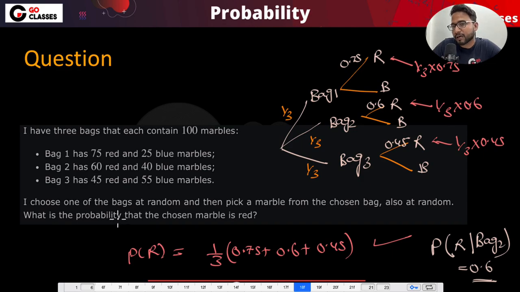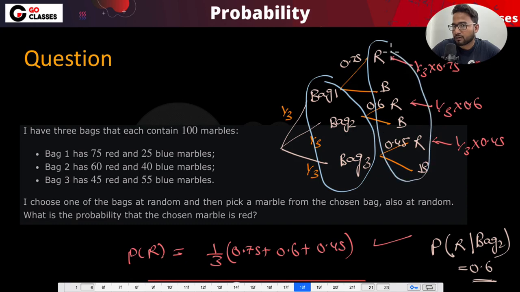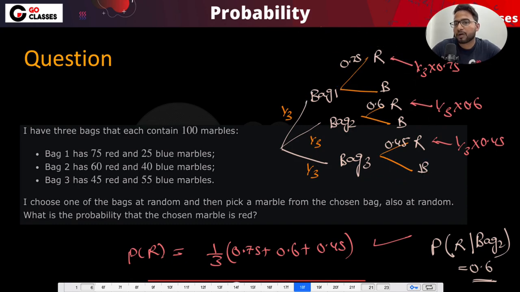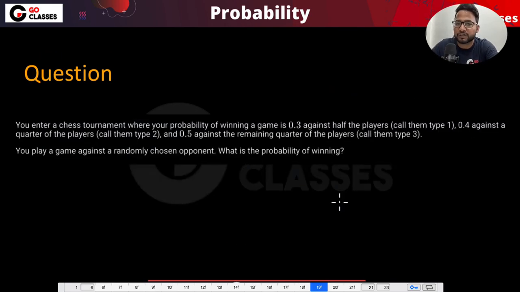So how this tree diagram is working, you just have to identify the sequence of events. That first you are choosing a bag and then you are choosing either a red or blue marble, right? So you first choose a bag and then you go for a red or blue marble. So that's what is happening here. Now easily you can make a tree diagram, and based on the tree diagram you can definitely answer the questions asked. Okay, now let me move to the next question.